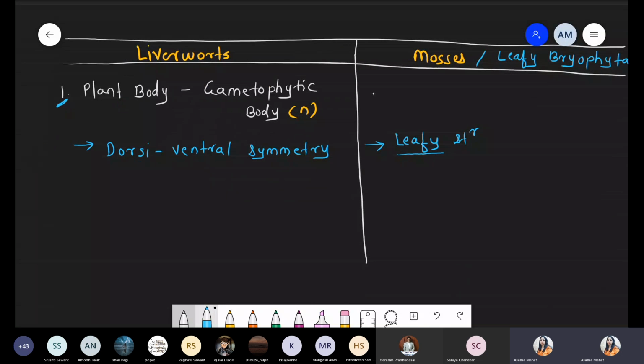So quickly we are taking a diagrammatic representation. What is the meaning of dorsiventral? What is the meaning of leafy?